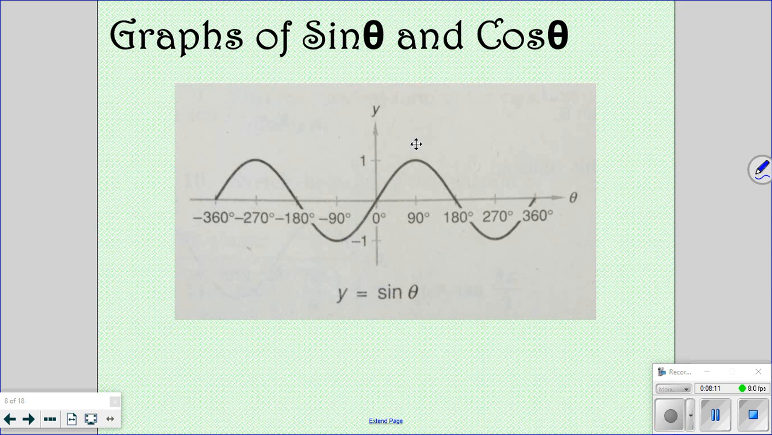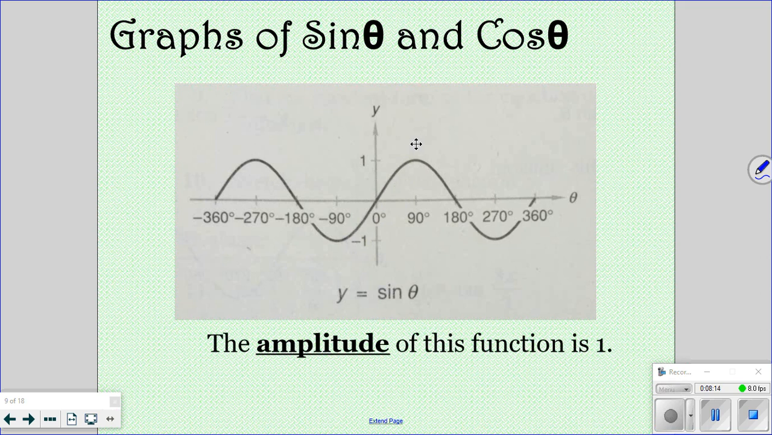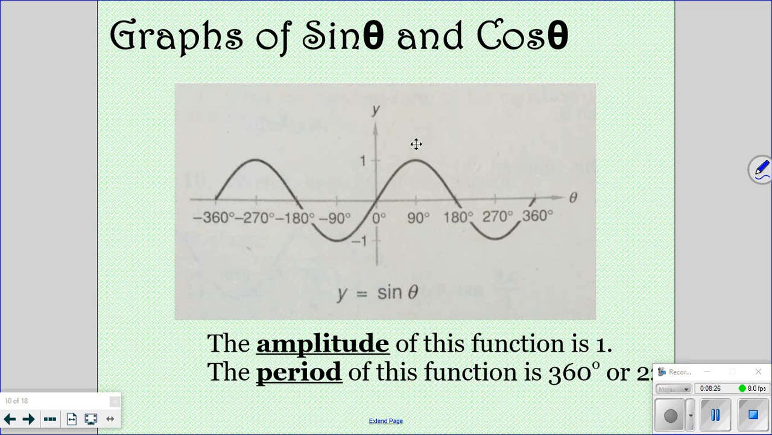Okay? The amplitude, it goes up and down. The amplitude of the function is 1 because it goes up to 1 and then down to -1. If it went up to 2, then the amplitude would be 2. And then the period is 360 or 2 pi. One period is 1 complete up and down and up. And that's where, once it gets here, it would start repeating again. So this is 1 period, and it goes from 0 to 360.